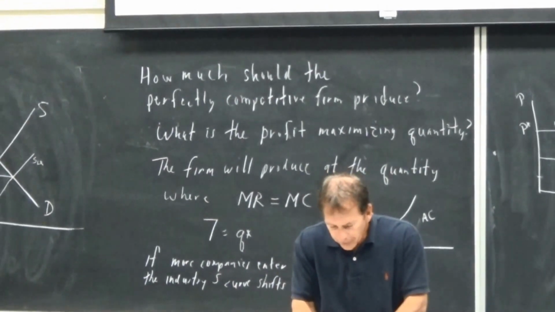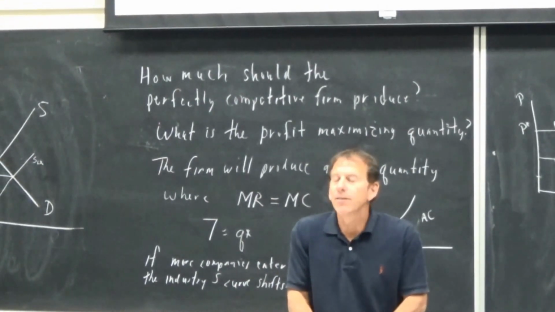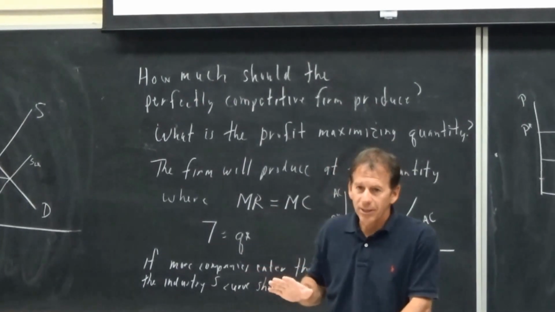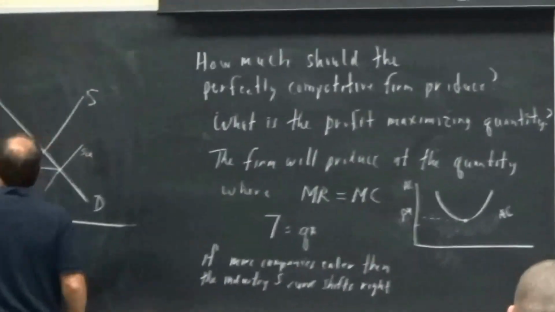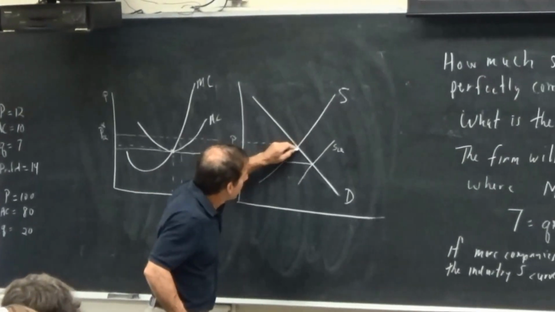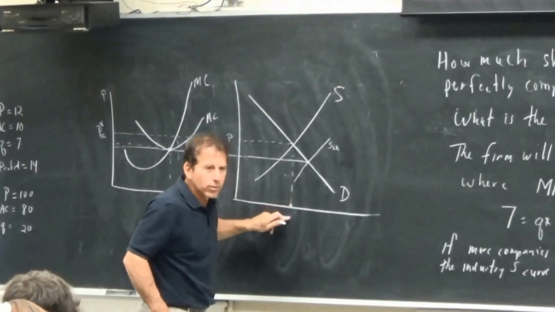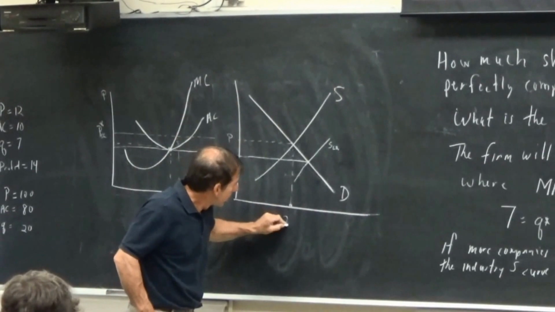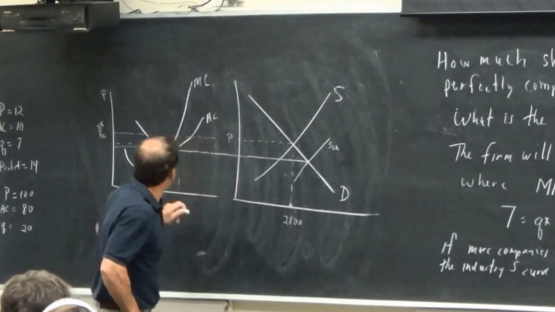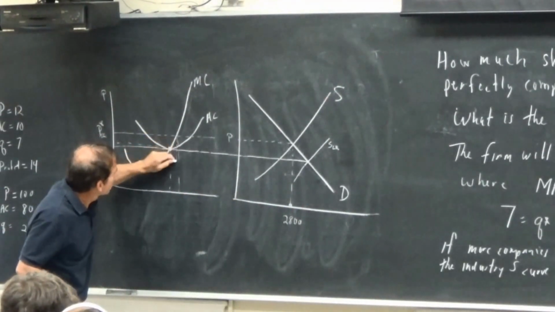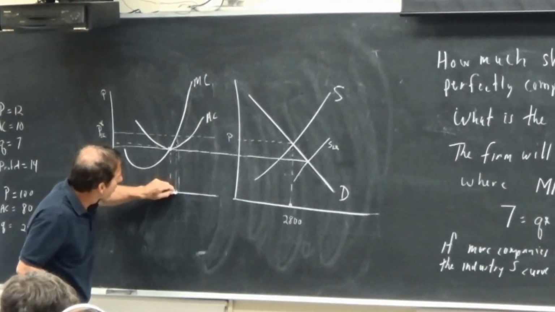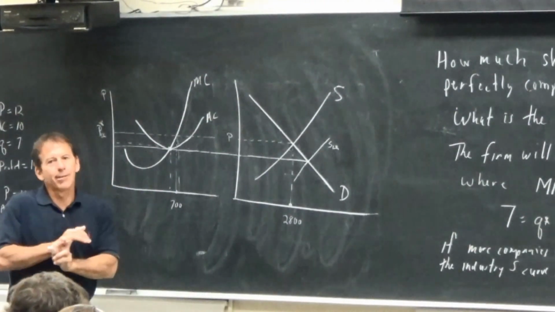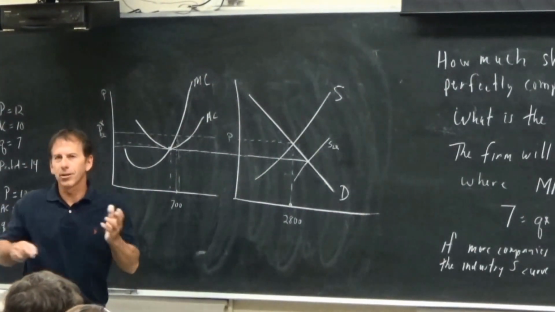Number 15. How many firms are in this industry? Okay, so I'm going to answer that question. In the short run, we had an equilibrium. When I went down here, what was this number? It was like 2,800, right? And how much was the company producing in the short run? 700.